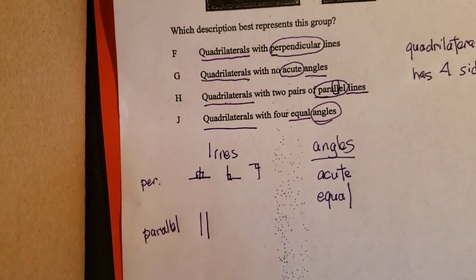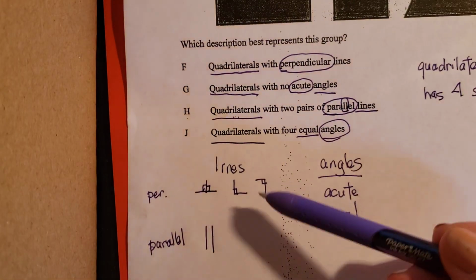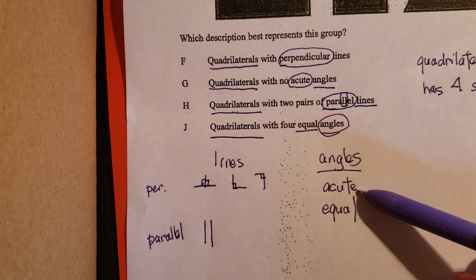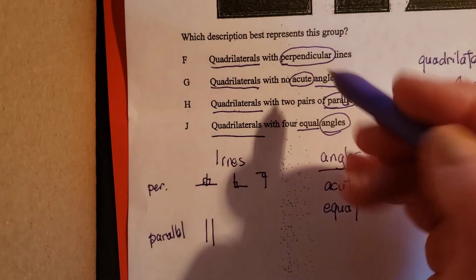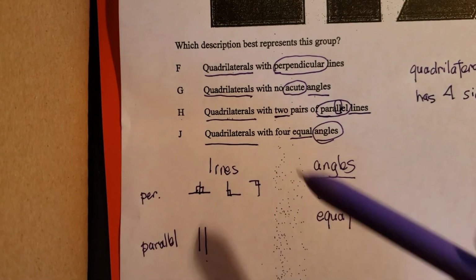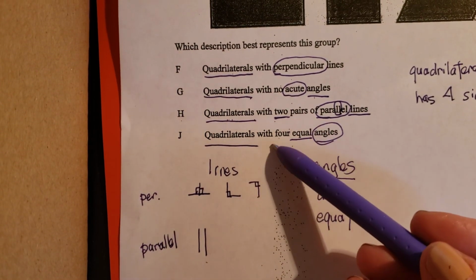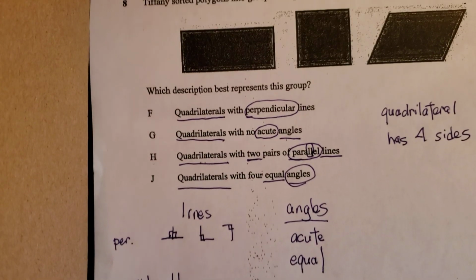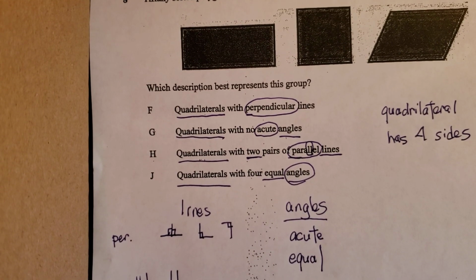Now you decide. Do they all have perpendicular lines? Do they have no acute angles at all? Do they have two pairs of these parallel sides? Or do they have all four equal angles? So I left you a little cheat sheet, and the rest you can do on your own.